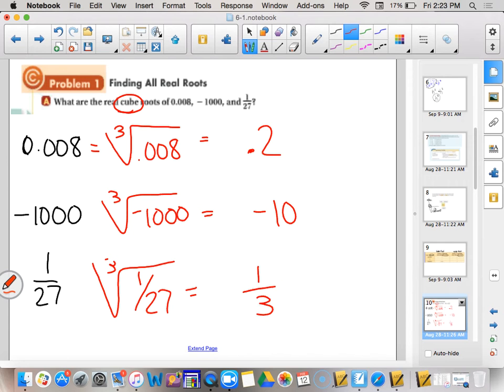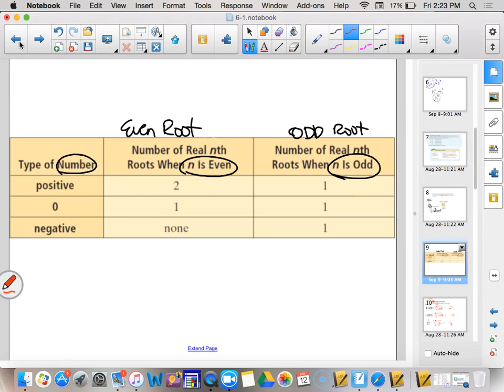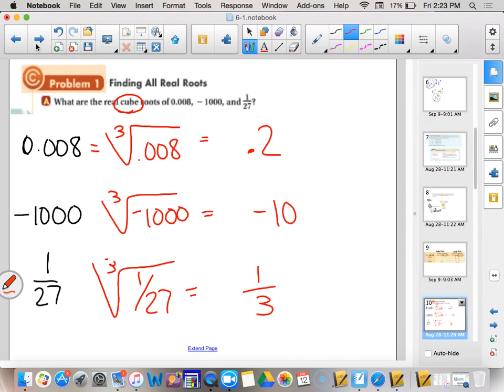Now I need to make sure, according to my chart, that I'm only going to have 1 answer on every single one of these. Okay? What kind of root do I have? Which is an odd number, correct? So if I go back and I have an odd root, well, look, I know that all of my answers are only going to be 1 answer. So I'm good.